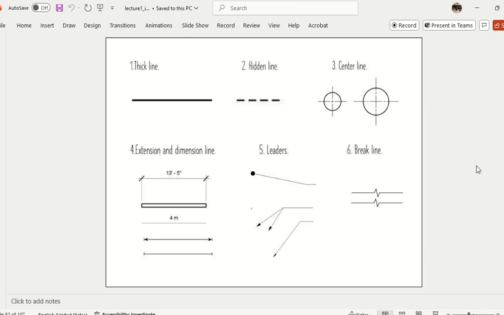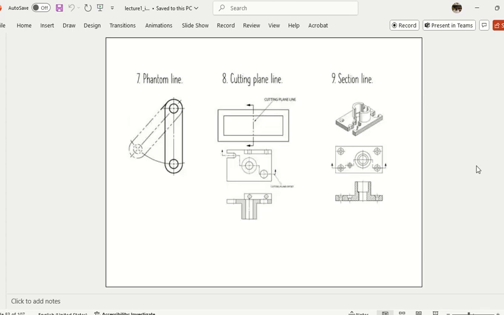So a break line, when you see a break line here, right? Break line means my drawing is up to here, but this object is not ending here. Got it? Clear? Okay. What else? Then you see the phantom line and the cutting plane line. Okay. Phantom line. Okay. Before phantom line, let me explain cutting plane line.